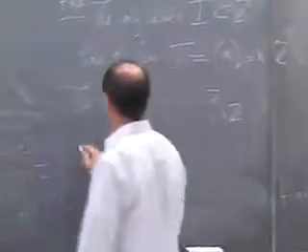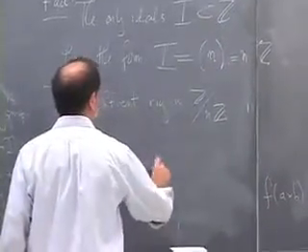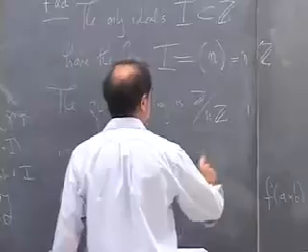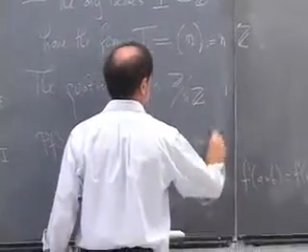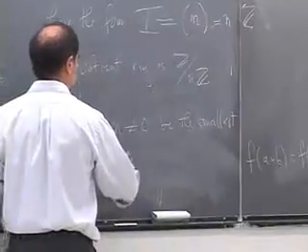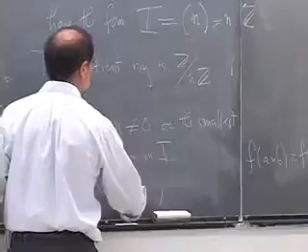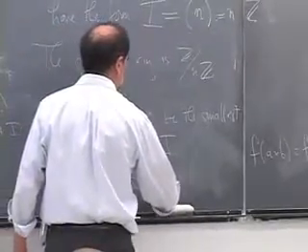And a proof: let n be the smallest positive integer in I, use the Euclidean algorithm.